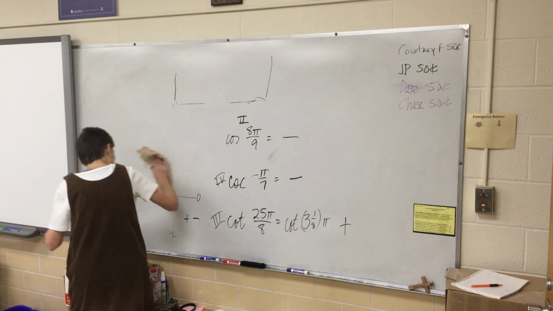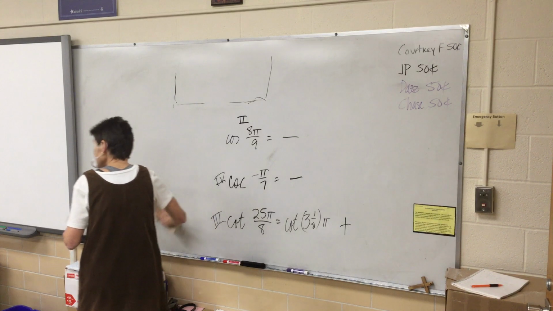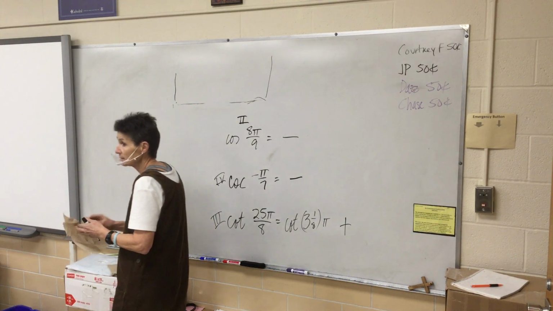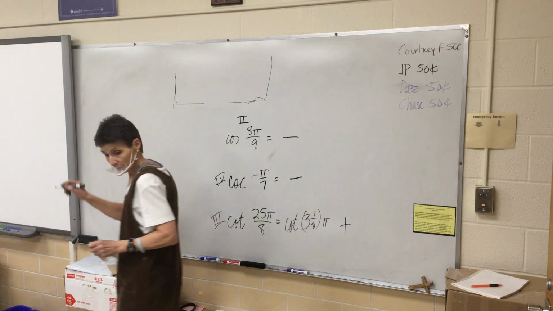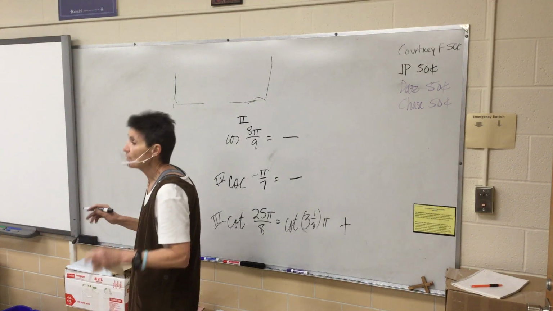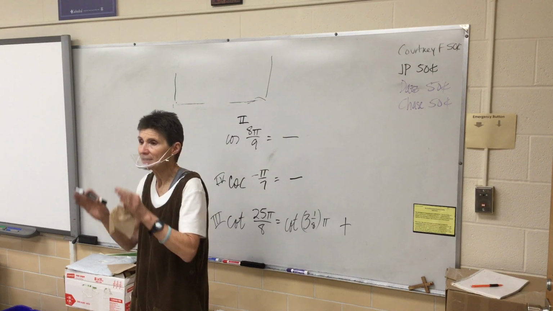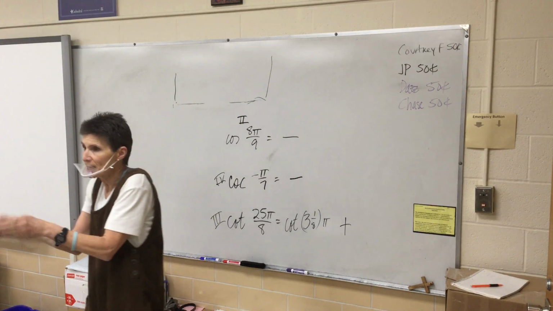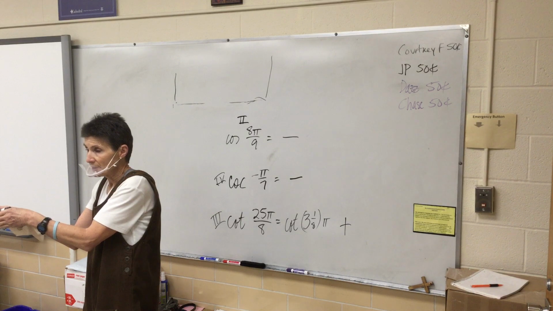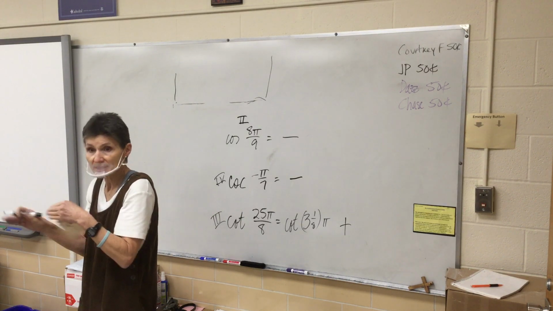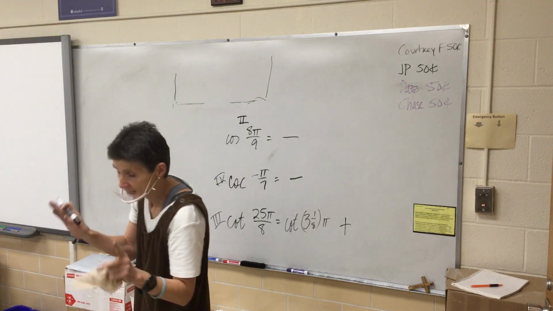Wait, so is the secant x? Secant's the reciprocal of cosine. Cosine is x, so secant's x. And when I say secant is x, that isn't really what I mean. I mean secant is associated with x. Secant is r over x. So it takes on the sign of x.